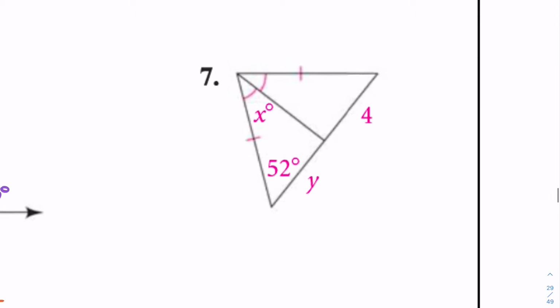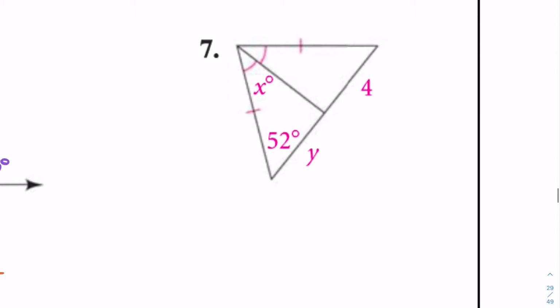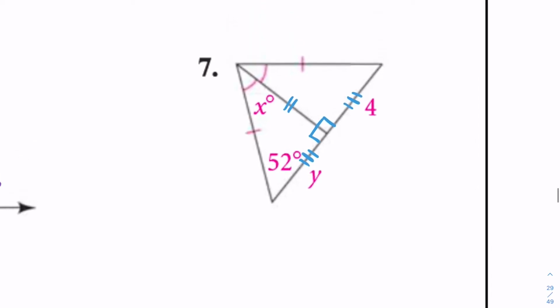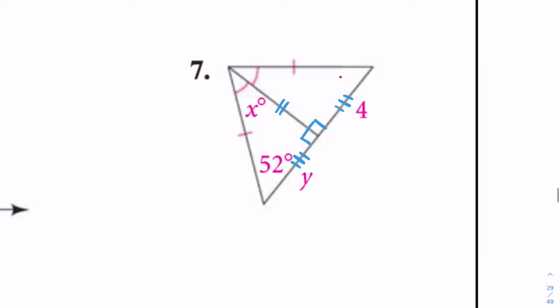Alrighty, and number 7. So let's see, we have congruent parts right here. We have this item is congruent to this item. We have right angles right here. We have this congruent to, oops, let's use 3 tick marks. So this base angle over here will be 56 degrees. Oh, sorry, 52 degrees.